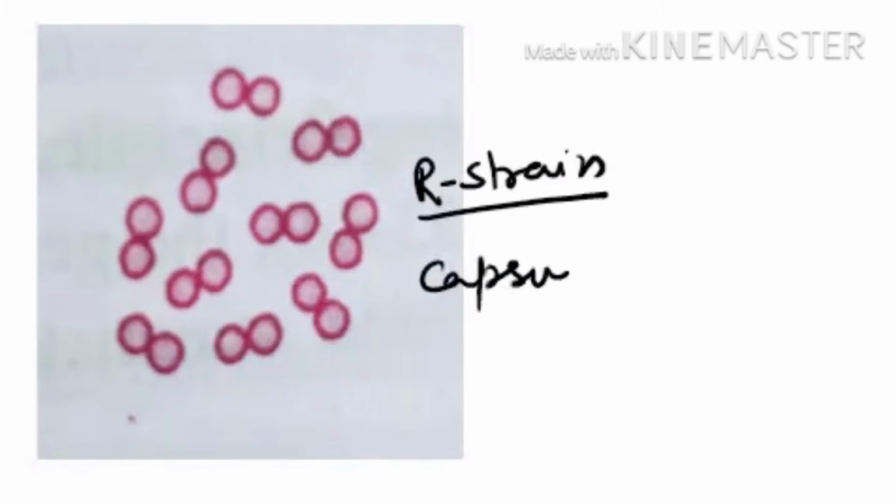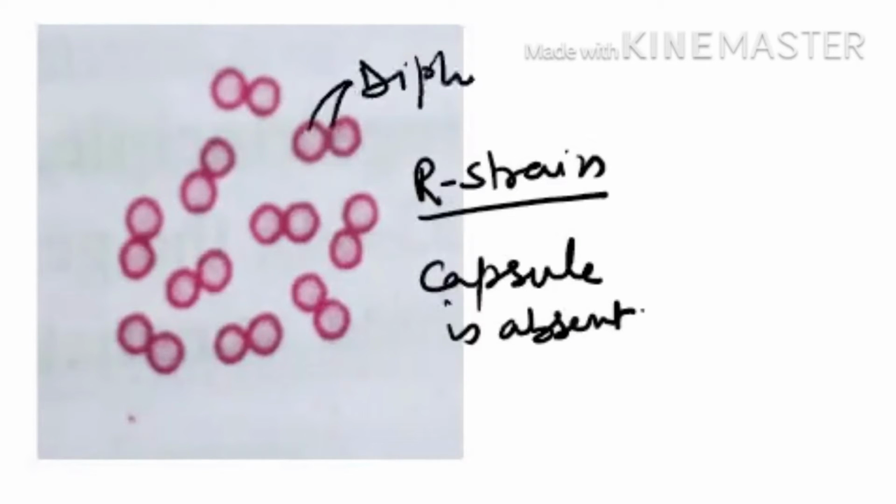Now see another bacteria. This is the R strain. It is called the R strain because, if you remember the previous diagram, there the capsule was present, but here the capsule is absent, meaning the polysaccharide layer is absent. And again two cocci are together, that is why we call them Diplococci. So he started this experiment with two types of strains of the Diplococcus, the S strain and the R strain.